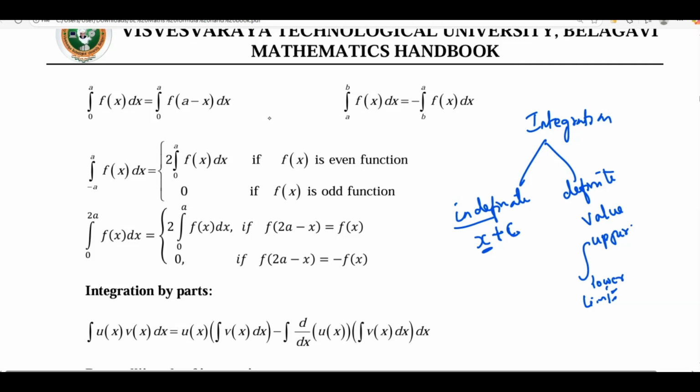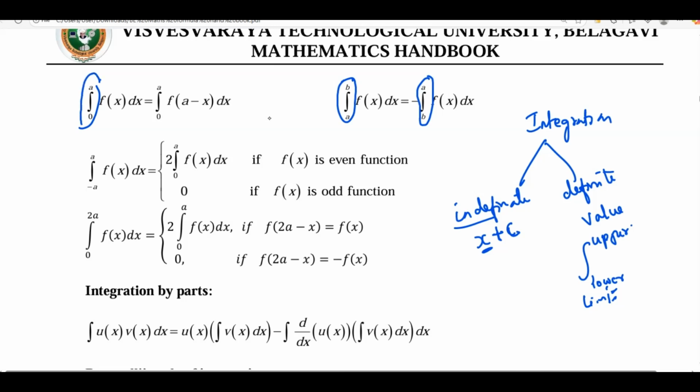Integral of 0 to a f of x dx will be integral of 0 to a f of a minus x dx. Integral of b to a f of x dx will be minus integral of a to b f of x dx. When we change the limits, the value will become negative. Whenever you change the limits, the value will become negative. B to a will become a to b. We are changing the limits again, so the value will be negative.